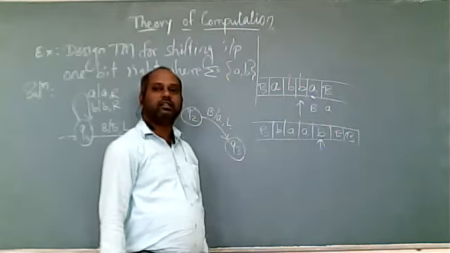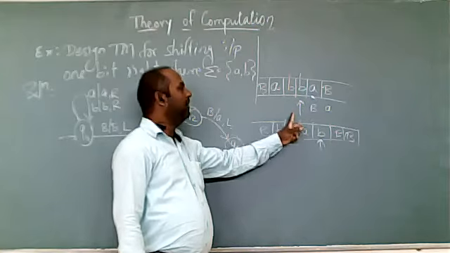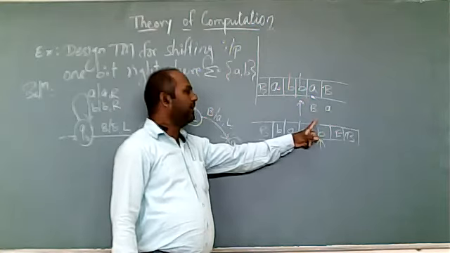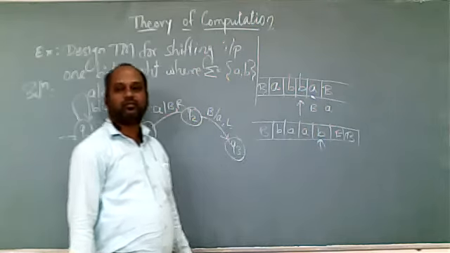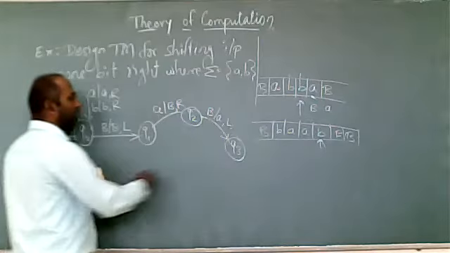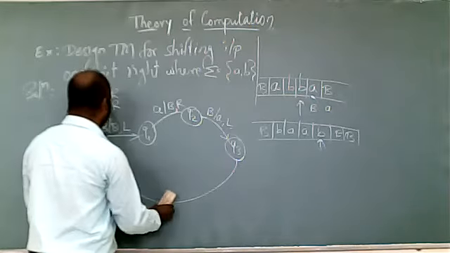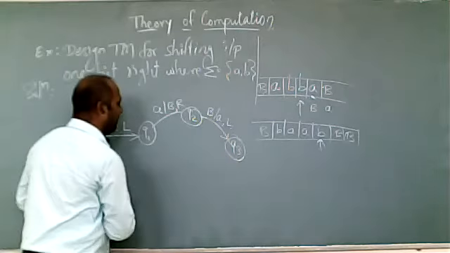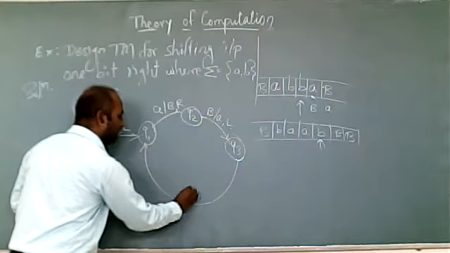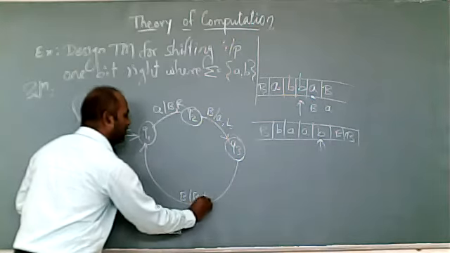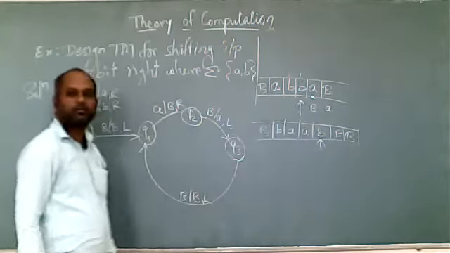Now at the left, B. What do we have to do? Replace this B with blank, move right. This blank with B, move left. Okay. So from Q3, if I'm getting blank, blank as it is and direction will be left.